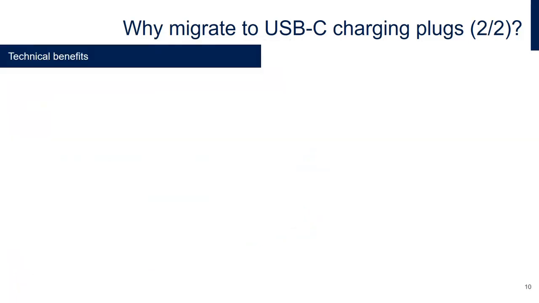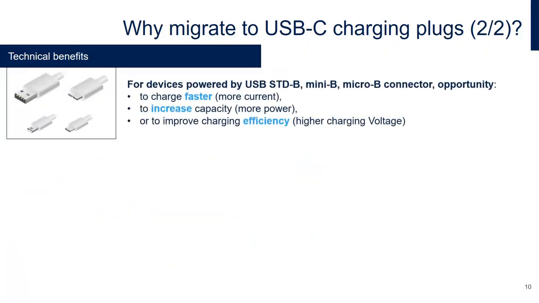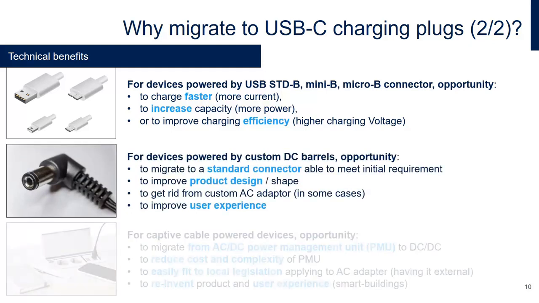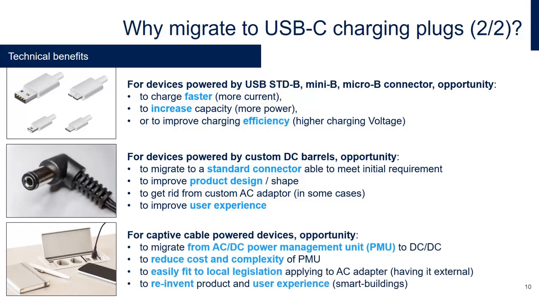On the technical side, there are also many sources of motivation for designers. For existing micro B devices, getting more current or more power allows for faster charging, increased battery capacity, or efficiency gains. For custom power plug applications, adopting a standard connector improves the product design and user experience. And for AC power devices with a captive cable, there's also an opportunity to move away from the heavy AC to DC conversion to a more effective DC to DC power management.